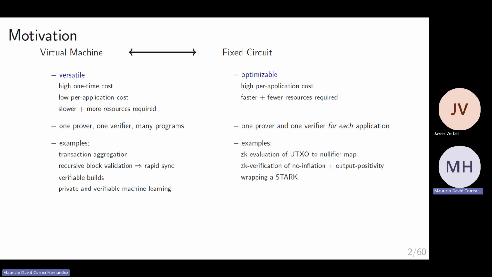On the other hand, if you have one application or a small number of applications that you need to be very fast, then you want to hand optimize a circuit and hand optimize a prover for that circuit. And then maybe Starks are not the way to go.